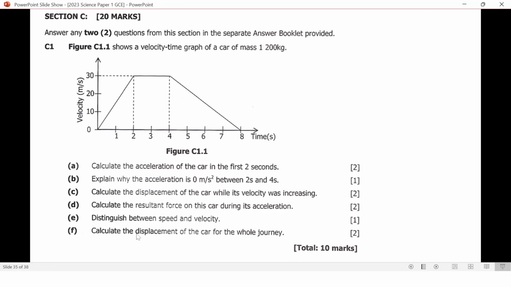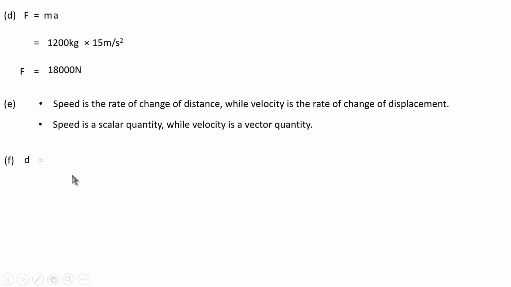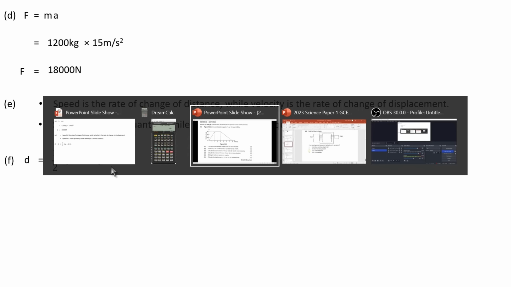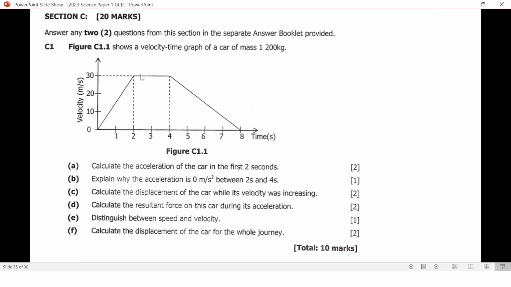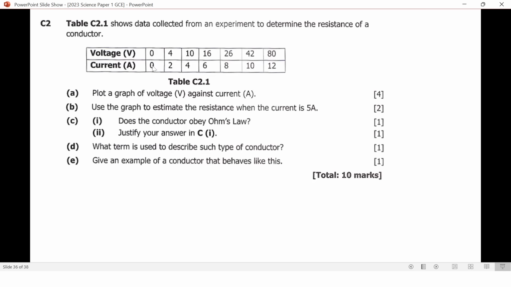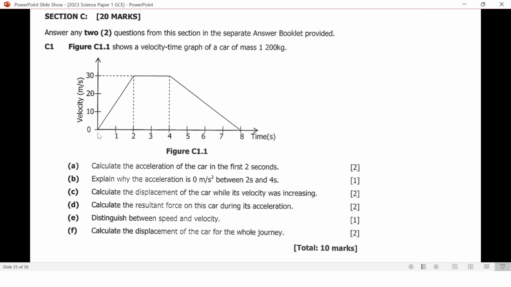F says calculate the displacement of the car for the whole journey. So displacement of the car for the whole journey from here up to there is equal to the area under this shape. When you look at this shape, it is a trapezium. So the area of the trapezium is given by half, open brackets, A plus B, close brackets, H. So if we come here, you realize that A is from here to here, from here to here it's B, then from here to here it's H.